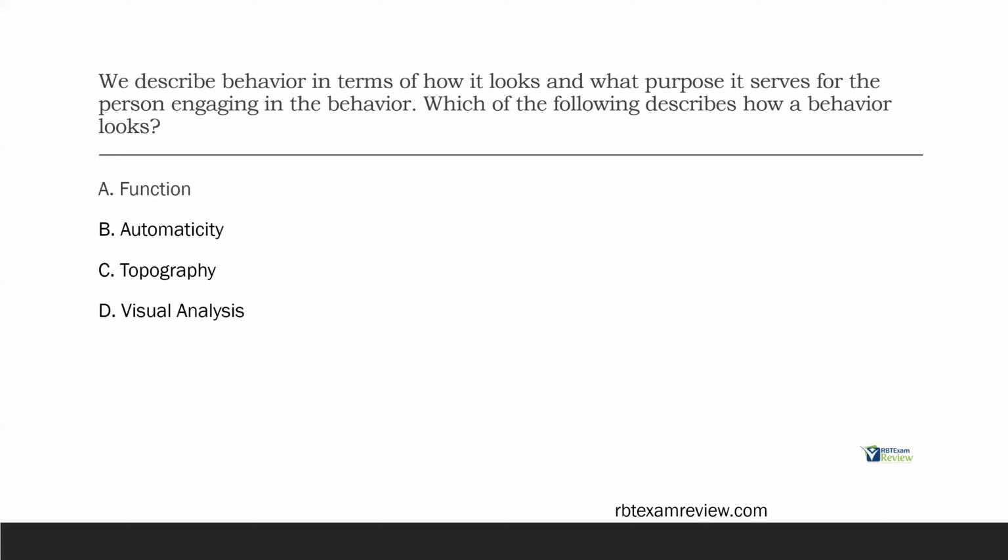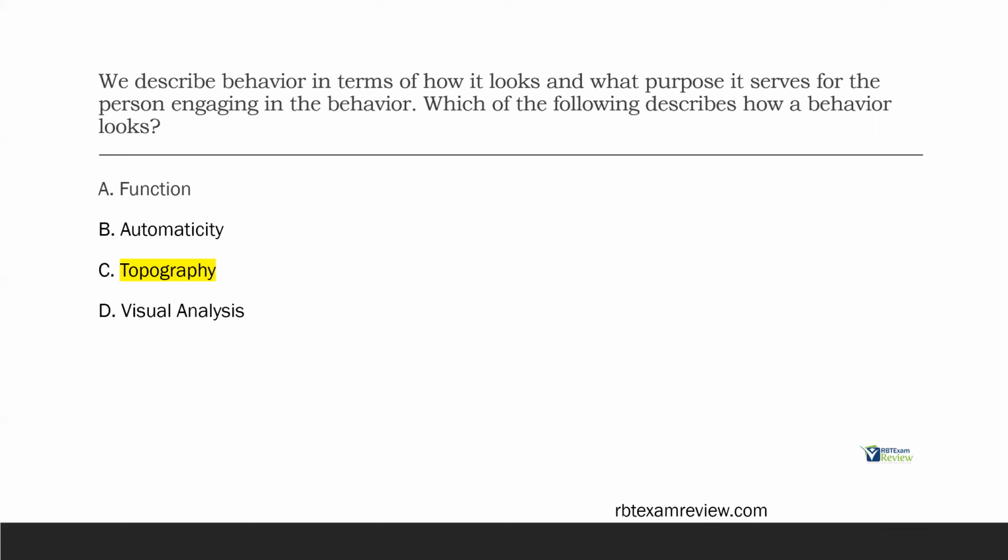If you cannot answer this question quickly, you need to spend more time on your terms and your definitions, reviewing the study guide, going over flashcards, reviewing terms. All this question is asking is, what describes how our behavior looks? And you should immediately know it's topography. Topography is how a behavior looks. The function is what purpose the behavior serves, or why the behavior is happening.